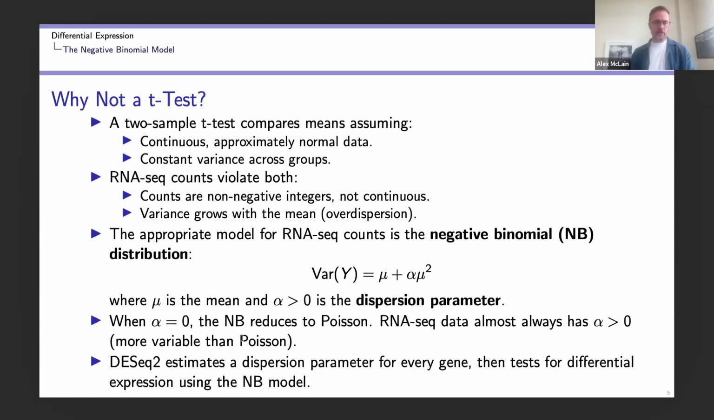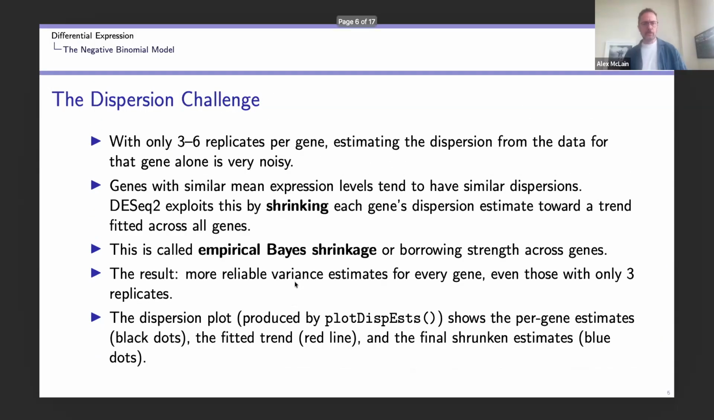DESeq2 estimates this dispersion parameter, this alpha parameter, for every gene. Then, given that dispersion parameter, it tests for differential expression between the treated and untreated using that negative binomial model. We're only going to have 3 to 6 replicates per gene. With that few data points per gene, estimating the dispersion from the data is going to be very noisy. There's going to be a lot of noise in it.